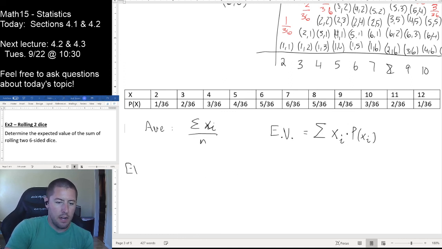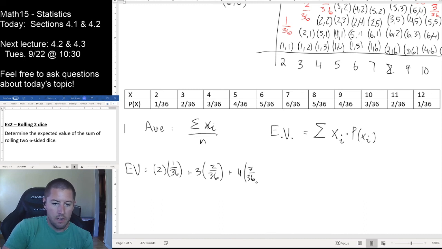So in this case here, our expected value computation should look like 2 times 1 over 36 plus 3 times 2 over 36. The value is 3. The number of ways that it could occur is 2, and that's out of 36 total ways. And so we can go on down the line here and add up all these terms. 5, there's a 4 in 36 ways.